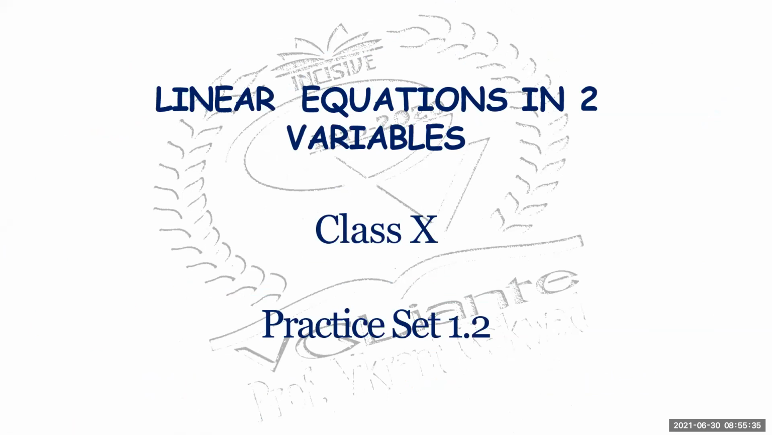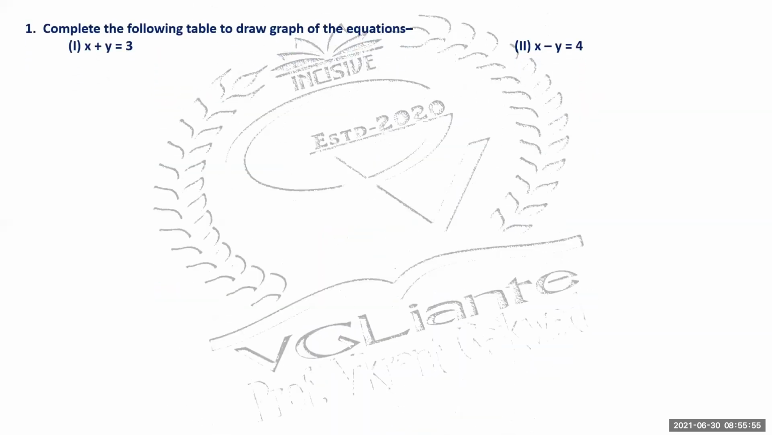Now we are going to study how to solve those. Already in our basic lectures, we have revised how to solve this. Last year in 9th standard also you had this to draw the graph of a particular equation. Understood? So we are just going to move ahead. The first question is complete the following table to draw the graph of the following equations. Your first equation is x plus y equals to 3, and second equation is x minus y equals to 4.